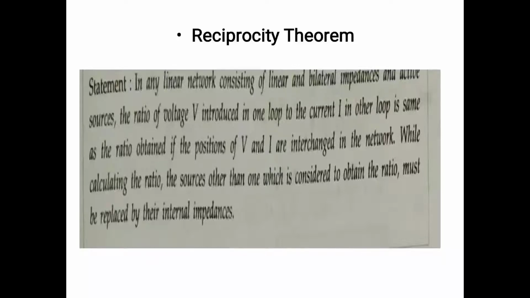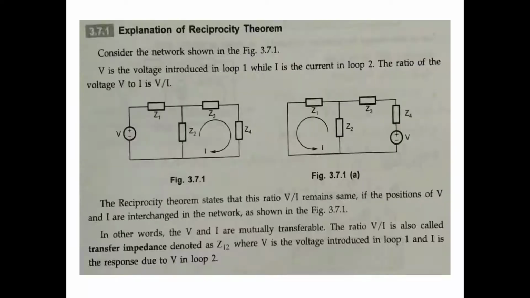While calculating the ratio, sources other than the one considered to obtain the ratio must be replaced by their internal impedance. Even though V and I are interchanged, the answer should be the same. That is called the statement of the reciprocity theorem.